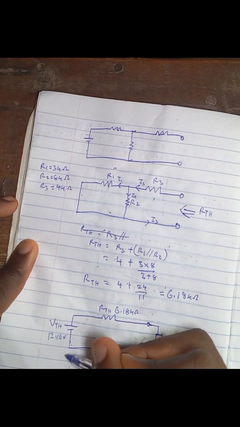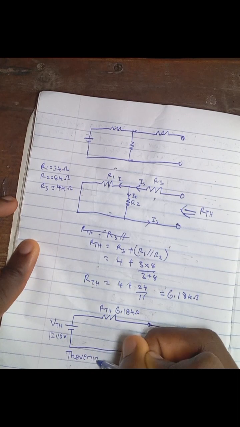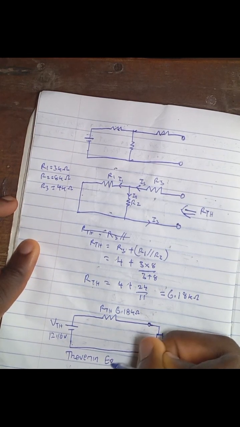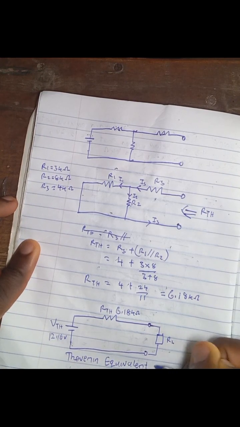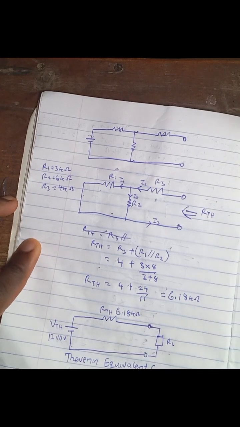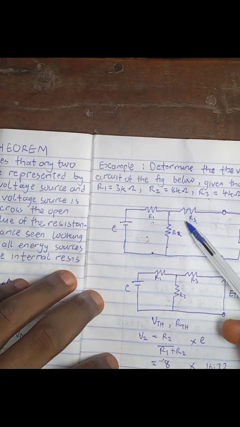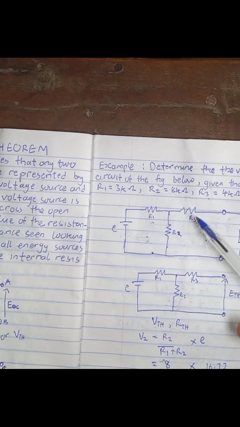So this is the Thevenin equivalent circuit. So as we can see, we just simplified this quite complex circuit into a circuit of just a single voltage source and a resistor.